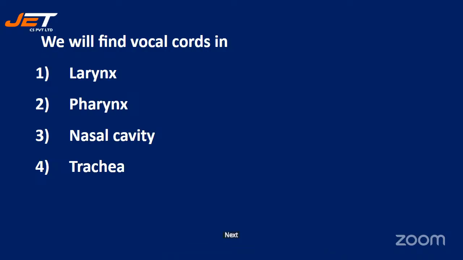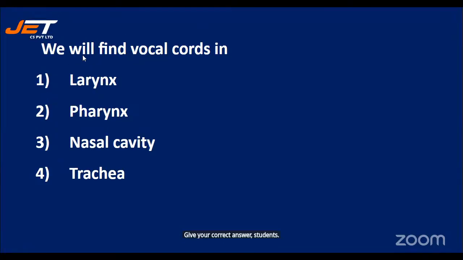Next question, we will find vocal cords in. We will find vocal cords in. Options: larynx, pharynx, nasal cavity, trachea. Give your correct answer students. We will find vocal cords in. Vocal cords, where are they found? It is nothing but larynx.